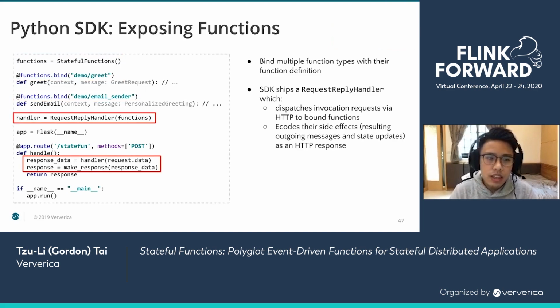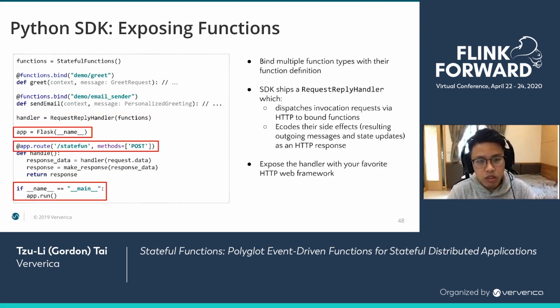Then what you do is you register all these bound functions with a request reply handler, which is also a shipped construct. What this handler does is it basically dispatches invocation requests sent via HTTP to bound functions. And then the resulting side effects of these functions, which are resulting outgoing messages and state updates, are encoded as a single HTTP response that is sent back to the Flink cluster as part of the service response. Finally, you expose this handler with your favorite HTTP web framework. And here we're just using Flask as an example.